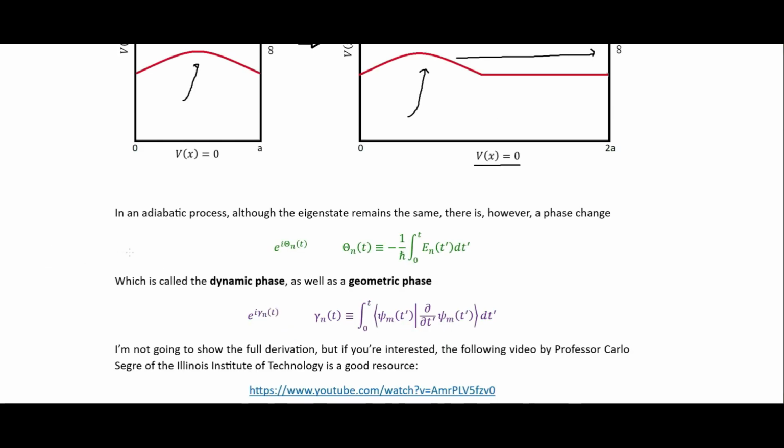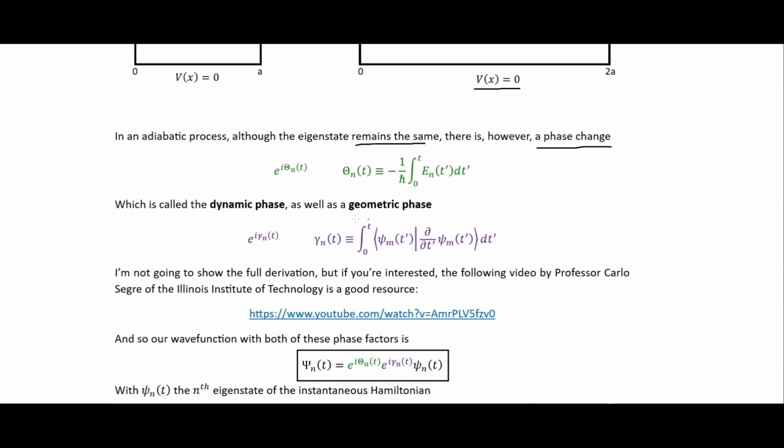All right, so in an adiabatic process, although the eigenstate remains the same, there is, however, a phase change. In fact, there are two ways the phase changes. There is this one that I have here in green, which is called the dynamic phase, e to the i times this integral right here. So we see that that is a function of the energy and time. But there's also the geometric phase, which is this e to the i gamma sub n of t, which is this integral right here. And this integral is very interesting.